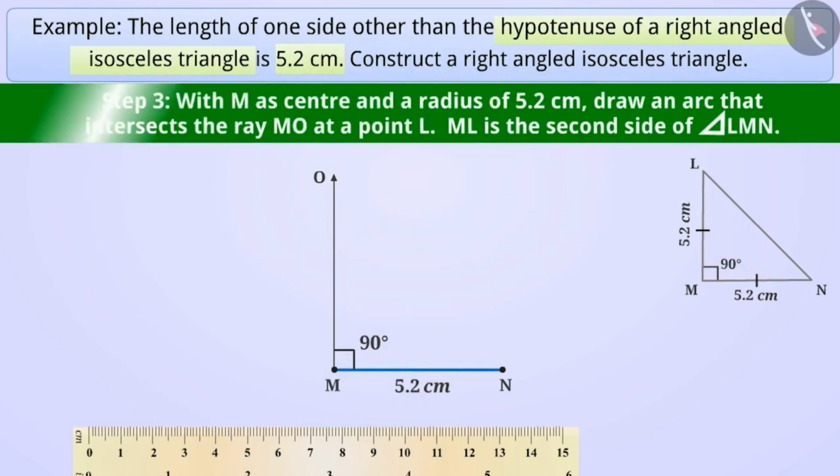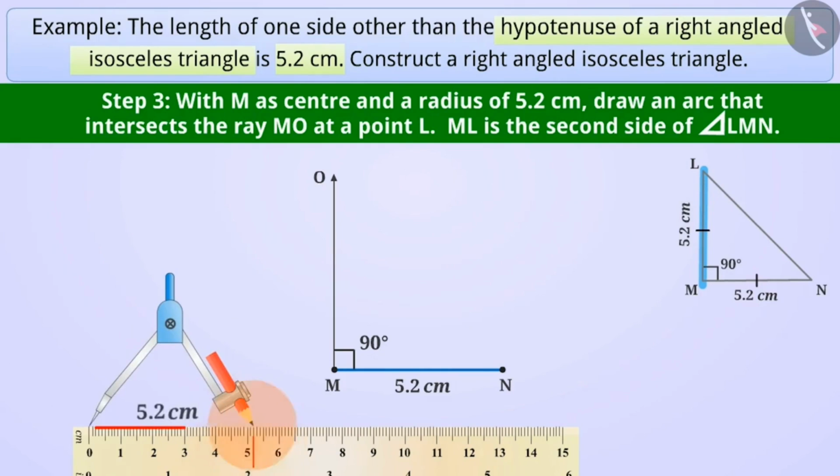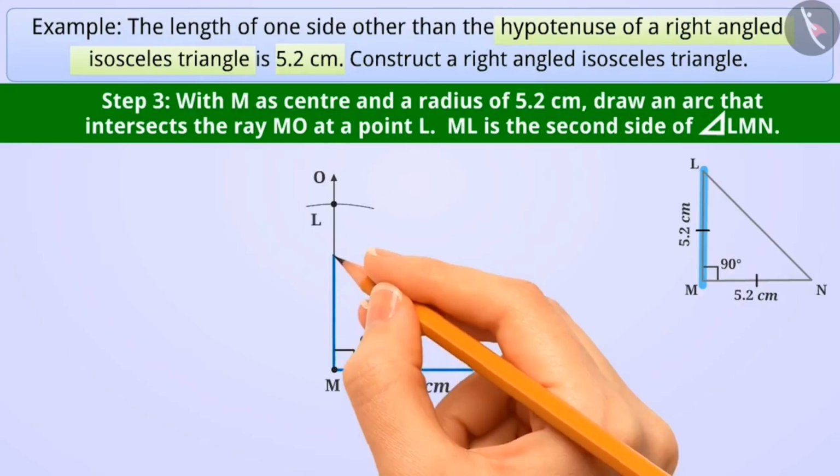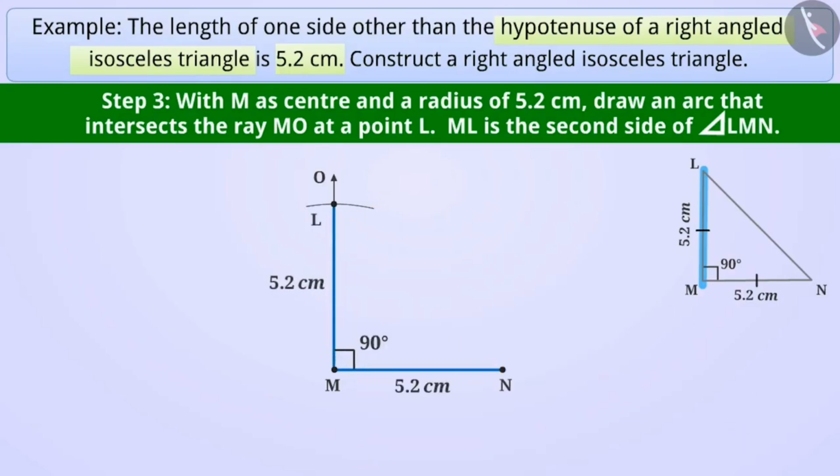Step 3. We know the length of the other side which measures 5.2 centimeters. Therefore, we will open the compass for the required radius of 5.2 centimeters. With M as center and a radius of 5.2 centimeters, we will draw an arc. It intersects the ray MO at a point L. ML is the second side of triangle LMN.